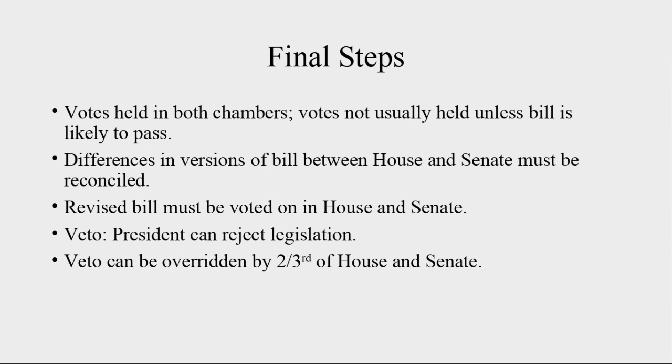Okay. So once they're done voting on all of the amendments, once they've had all of the debate and all of the discussion, you have to hold a vote on the bill in both chambers. Usually, the leadership will not allow for a vote to be held unless they know the bill is going to pass. Nancy Pelosi's not going to allow a bill on the floor of the House unless she knows it's going to get through, because otherwise they look weak and ineffective. If she can't get her party to vote on a bill, she's in trouble.